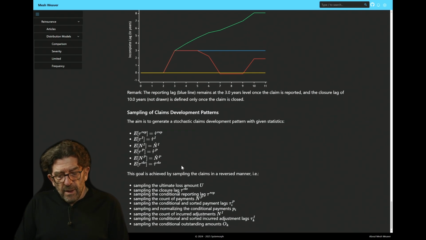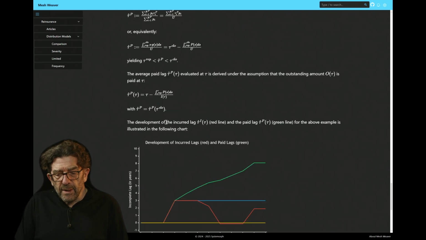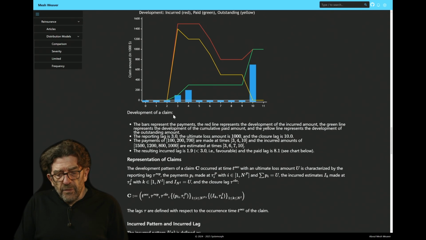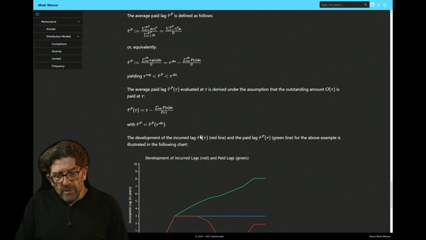So we see here what we enter into the model are then the expected values for the different lags. So for the reporting lag, for the incurred lag, we also say what is the number of incurred adjustments. So above we have seen we've made the first adjustment here when we know about the claim, a second one here, a third one here, and the last one here. So in this case, there were 4 adjustments of the incurred and 3 adjustments of the paid. So this is also part of the statistics.